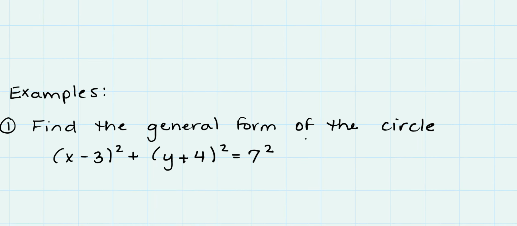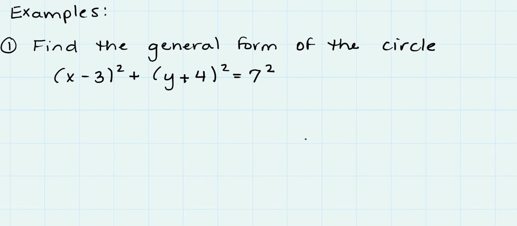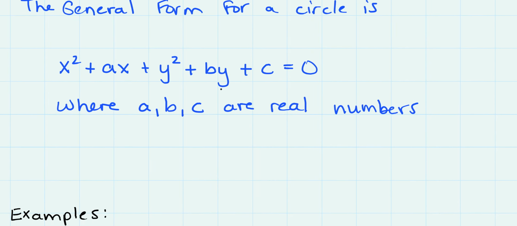So let's look at some examples. Let's find the general form of this circle. Here you can see that for this circle, our center is (3, -4), and it has a radius of 7. We would know how to graph this. But let's take this and write it in this form.